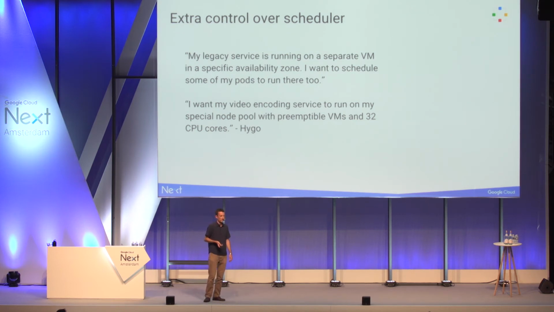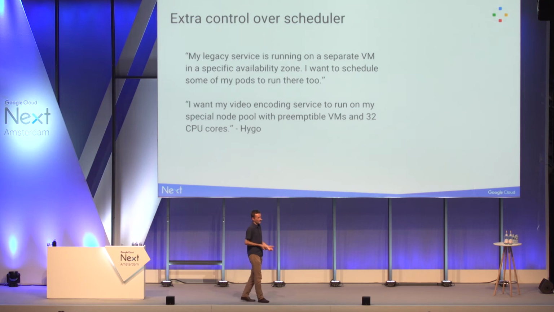For instance, you have a legacy service running on a VM in zone C, and you want to run some pods which particularly need to talk to that legacy service. I think you might like them to be together because you want to avoid that little bit of latency that comes with talking between zones, and some small costs as well. Or you might have a special node pool with special hardware for video encoding, and you want your pods to run in that node pool.